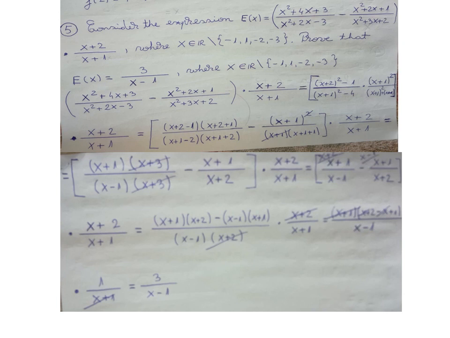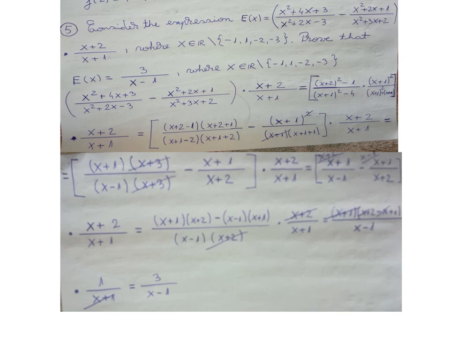Consider the expression (x squared plus 4x plus 3) divided by (x squared plus 2x minus 3) minus (x squared plus 2x plus 1) divided by (x squared plus 3x plus 2), multiplied by (x plus 2) divided by (x plus 1), where x belongs to R without minus 1, 1, minus 2, and minus 3. Prove that the expression is equal to 3 divided by x minus 1, where x belongs to R without minus 1, 1, minus 2, and minus 3.